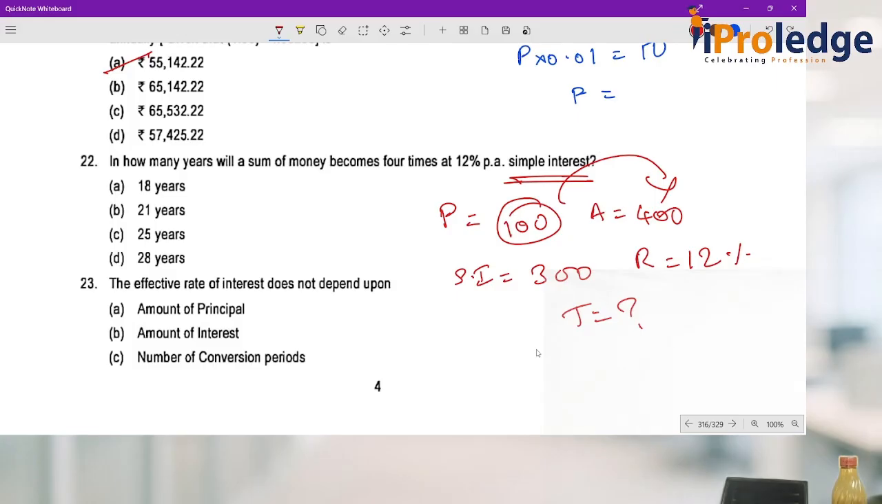The effective rate of interest does not depend upon P. What is the effective rate of interest formula? It is (1 plus i) whole power n minus 1, into 100.